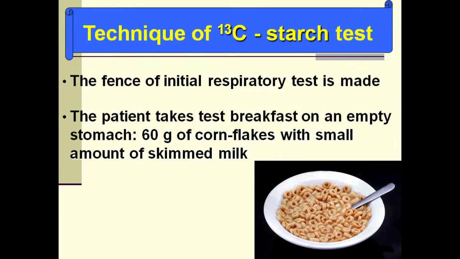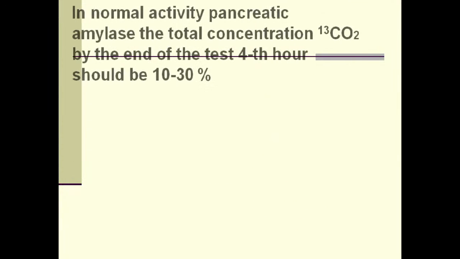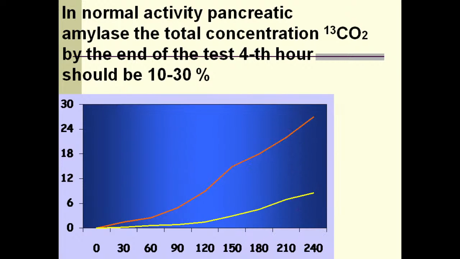In the starch test, we'll give the patient breakfast, which includes 60 grams of cornflakes with a small amount of skimmed milk. After which the patient exhales air to control the level of carbon dioxide because the breakfast is marked with carbon. And you see two red, upper red is normal, and lower yellowish indicates decreased functional activity of the pancreas.